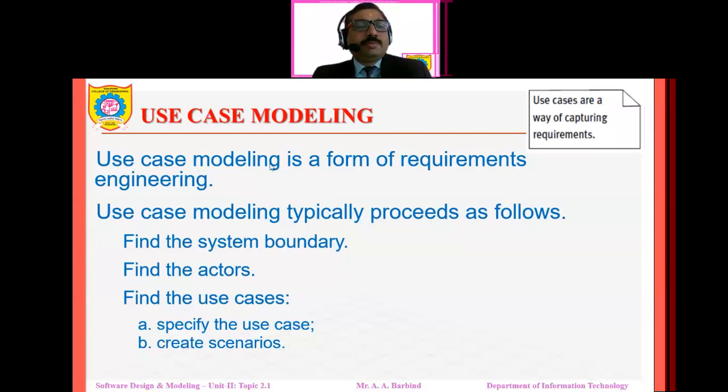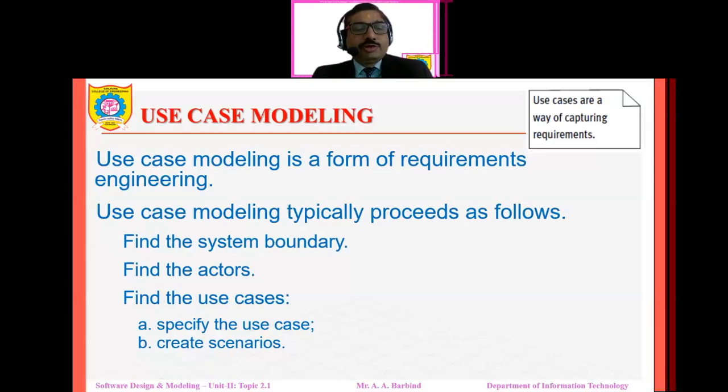Now let us see the use case modeling. The use case modeling is a form of requirement engineering. The purpose of use case modeling is capturing the requirements of the system. So we prepare a model using the UML diagram that will describe what the requirements of the system are, or what a system should do.